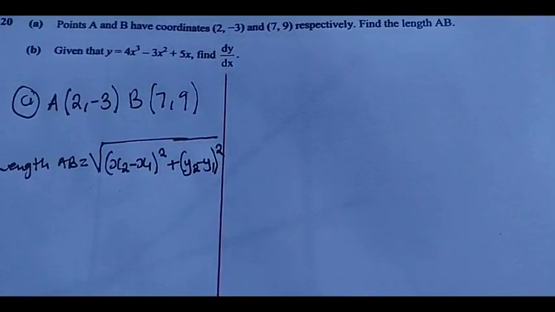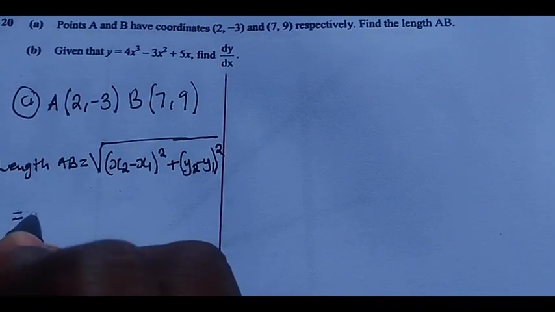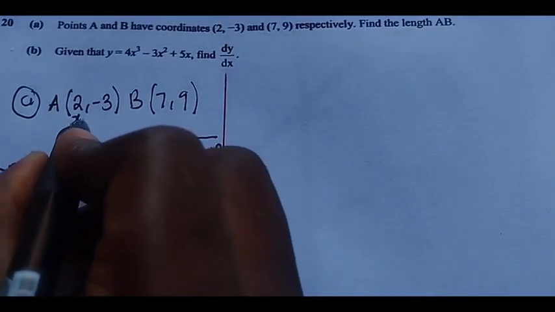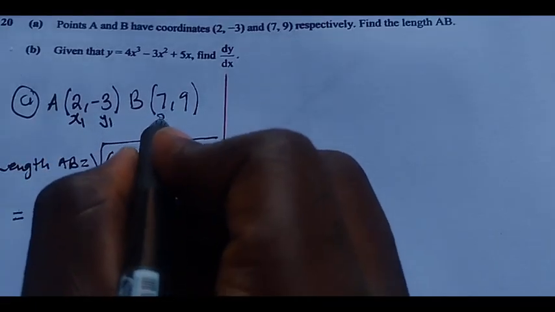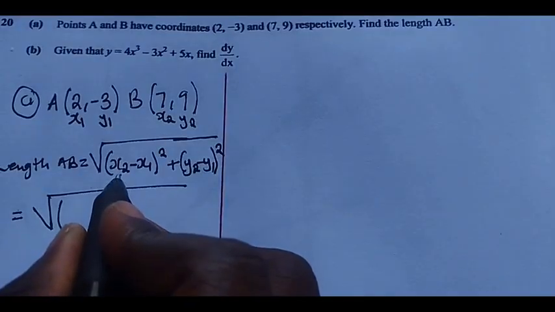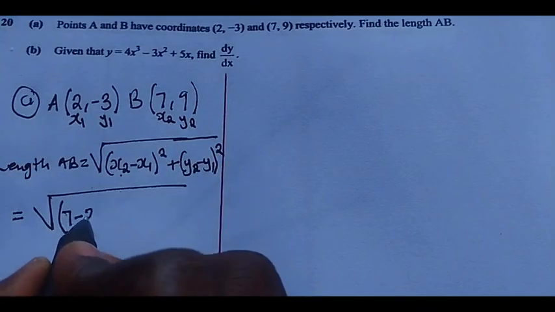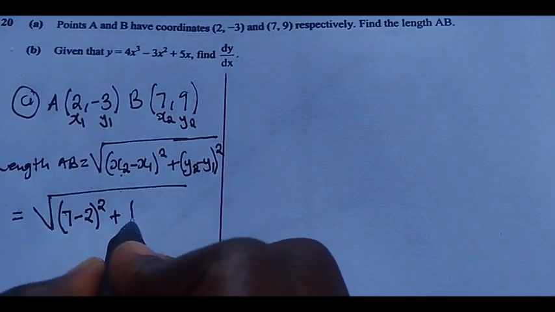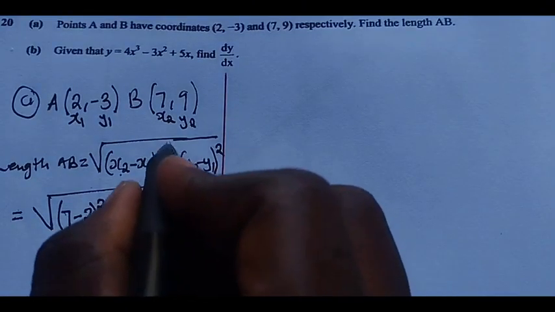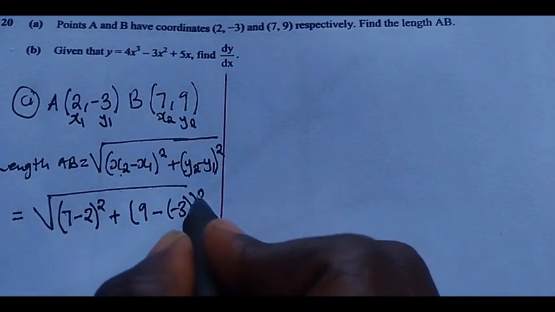So this is our formula. From here we are going to say equal to, so it's just a matter of substituting. So let's name our coordinates. This is x1, y1, this is x2, y2. So where there is x2, we are going to put here 7. So 7 minus what will be our x1, it's a 2, squared, plus what is our y2, it's 9, minus what is our y1, it's a -3. I'll put it in bracket like this, and then I cross squared.